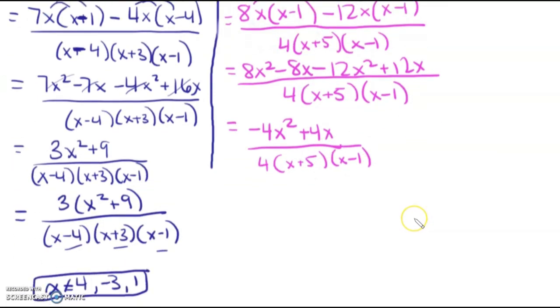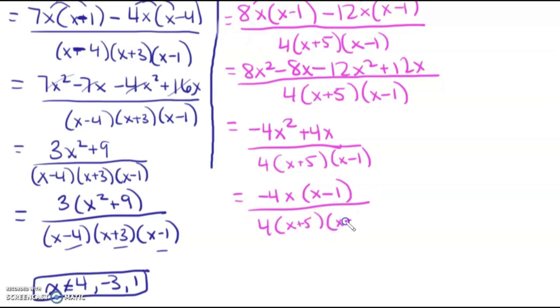Okay, now let's factor the numerator here. And I get, let's factor out the negative 4x. And we're left with x minus 1 in the bracket. And then 4, x plus 5, x minus 1. Okay, the x minus 1s can cancel and the 4s can cancel. So I get negative x over x plus 5.